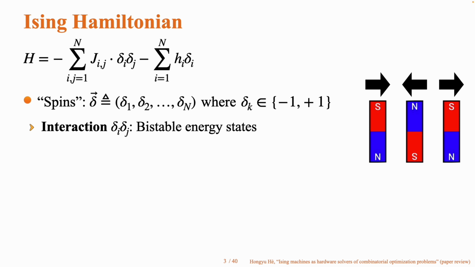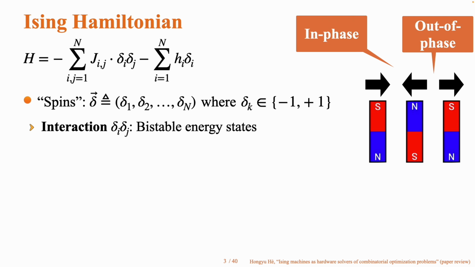When we put them together, we have the interaction between them, right? In this case, the first two are attracting each other, but if we try to approach the third one to the second one, they will repel each other, creating a very high energy magnetic field. We call the first interaction in phase, and the second interaction out of phase.